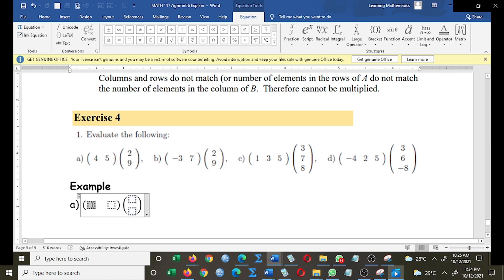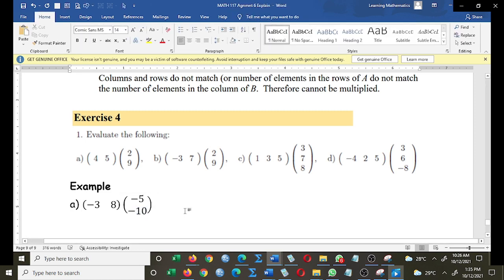What number can we put there? Let's put a negative 3. Let's put an 8. So when you say B is a 2 by 1, there are 2 rows and one column. The second matrix is a 2 by 1. The first matrix is a 1 by 2, 1 row and 2 columns, and the second matrix is a 2 by 1, 2 rows and 1 column. Yes, correct.